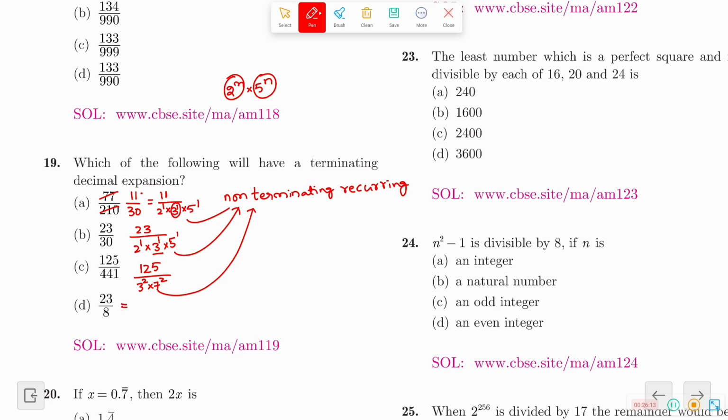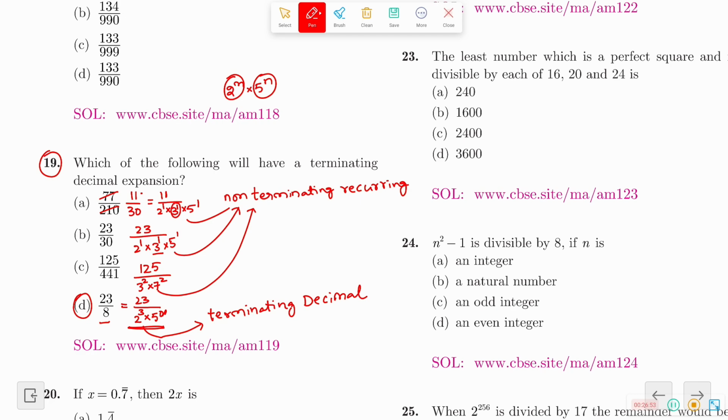But this is 23 by 2 power 3, since 8 is 2 power 3. You can write 5 power 0 because nothing is there. Non-negative integer means the power can be 0 also. By this you should understand, when you have only 2 power something, or only 5 power something, or a combination of 2 and 5, we can say that it is a terminating decimal expansion. So this will have a terminating decimal expansion. Option B is correct.